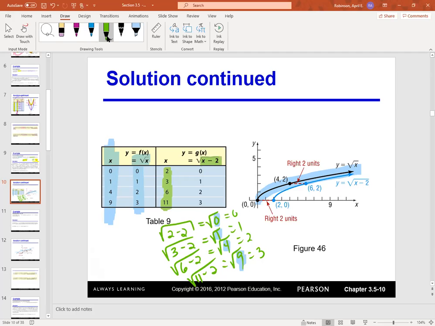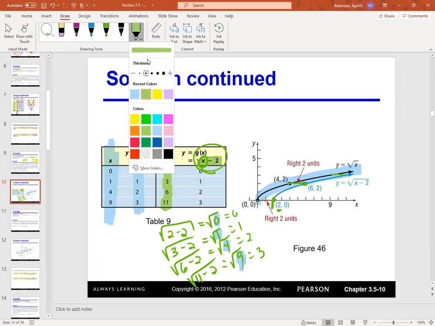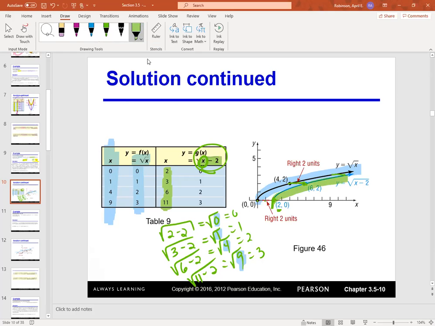In order to get a 0 in here, you need a positive 2. And positive 2 is right here. It's right there. So you actually have to go 1, 2 to the right. And then this point went 1, 2 to the right. And every point goes 1, 2 to the right, so that you end up with this graph right here.